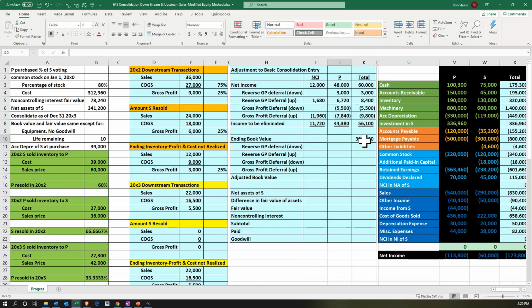Let's break that out with our percentages. That's going to be this times the 80%, and then the non-controlling interest, of course, being the 20%. So there we have that. And now the meat of this, the middle of this, is just going to be the same as up top.